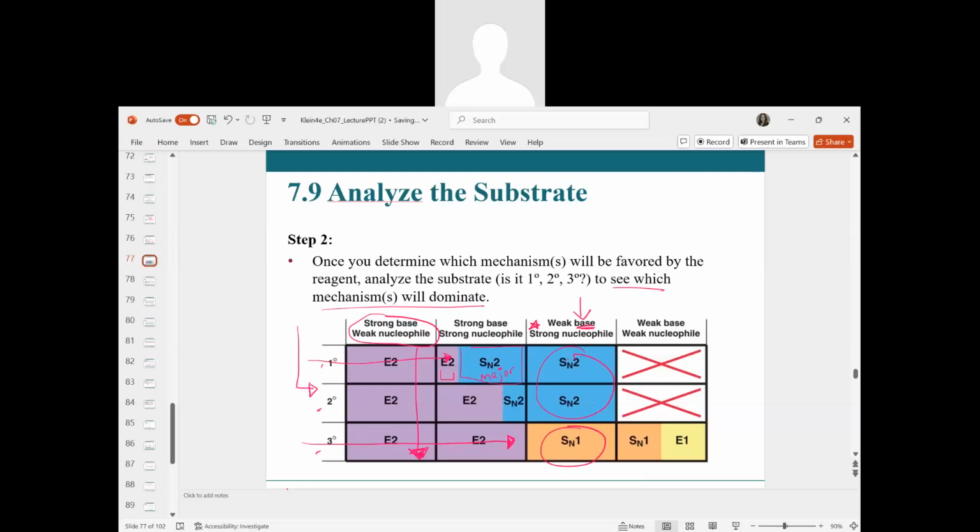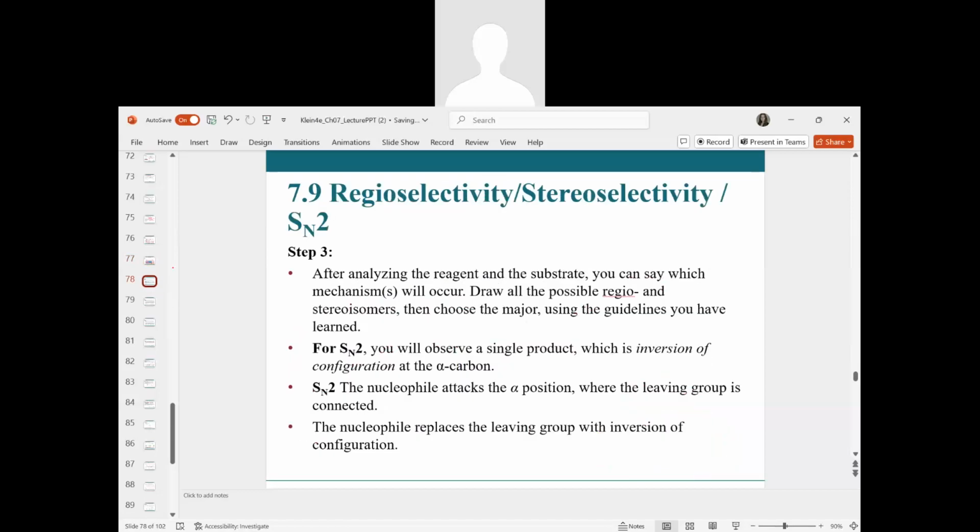Last, we have the weak base, weak nucleophile, which only reacts with tertiary compounds or those that are stable, like allylic and benzylic. So we would see SN1 and E1, again with mixed products. We also need to consider the regioselectivity and stereoselectivity, and this happens in step 3. After we look at our reagent and substrate and decide what mechanism we'll have, we have to draw all the possible regioisomers and stereoisomers, and then determine the major using the guidelines that we've looked at.